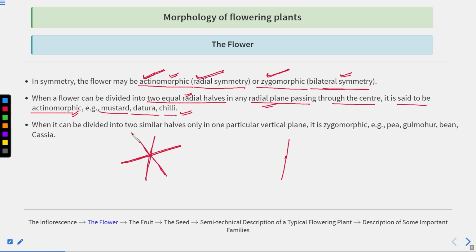And when it can be divided into two similar halves only through one particular plane. So here you can see the flower can be divided through just one particular plane, then it is called a zygomorphic flower. And the examples of this are the pea, gulmohar, bean, and Cassia fistula. Amaltas. In Hindi, we call it amaltas. And pea, that you all know, in Hindi, we call it matar. Okay.